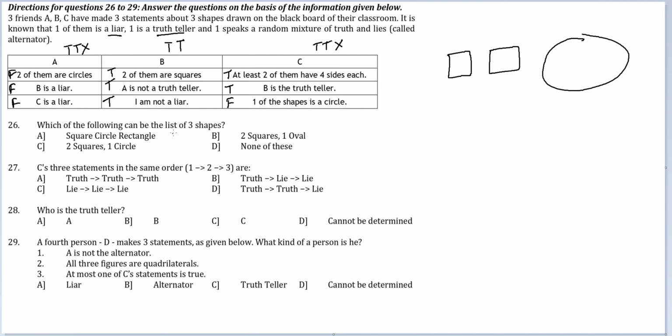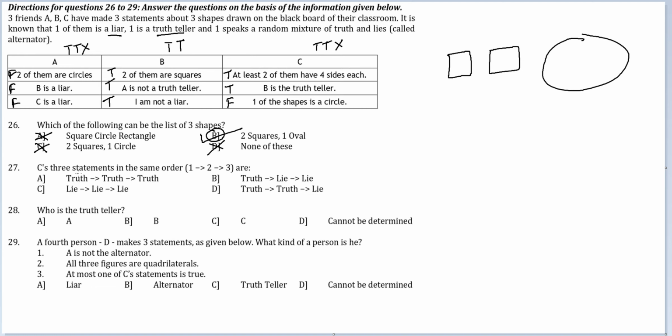Which of the following can be the list of three shapes? Square, circle, rectangle? No, there have to be two squares. Two squares, one oval? Possibly true. Two squares, one circle? If there are two squares and one circle, then C would also become a truth teller. So this is also impossible because we already have a possible answer as B. D will not be the answer. The final answer to the first question will be option B.